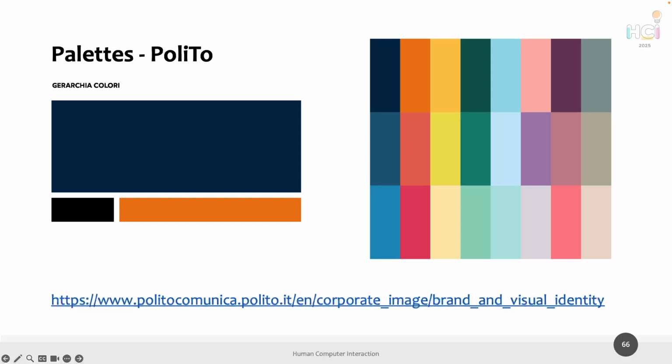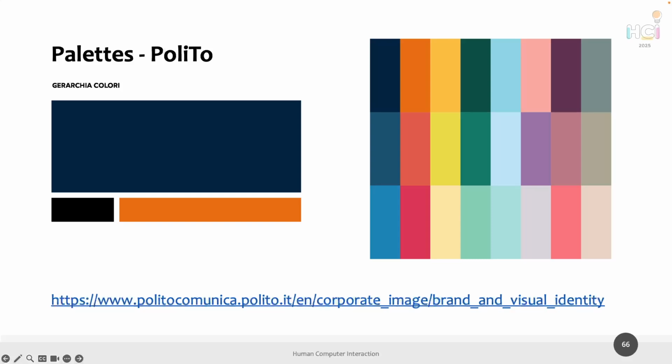So every well-designed website, for example, or application in general, has its own palette, and this set of colors is used consistently in all the pages of the application. This is, for example, the palette from the new Politecnico website. In this case, it's not a negative example, it's just the palette.